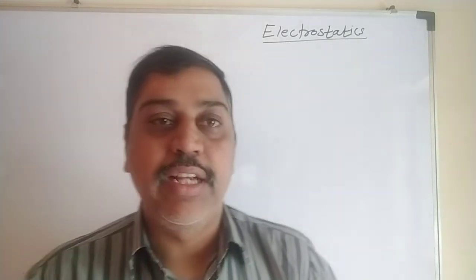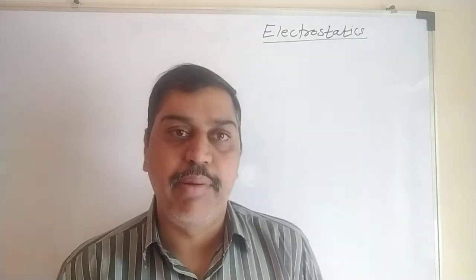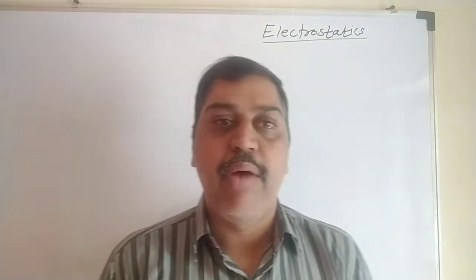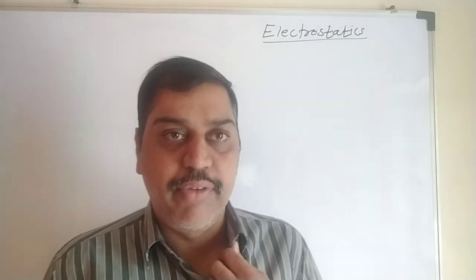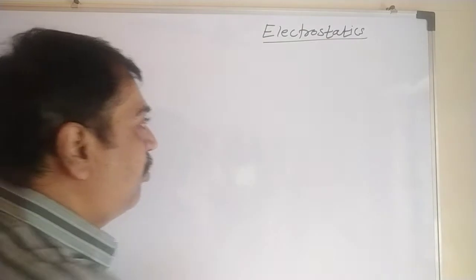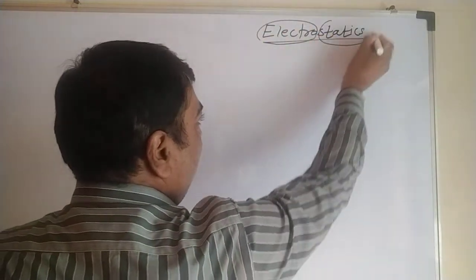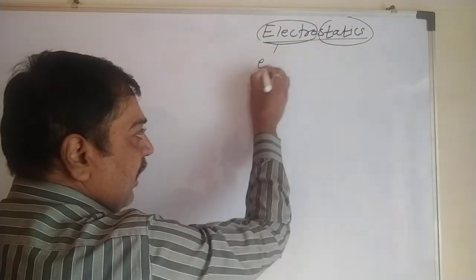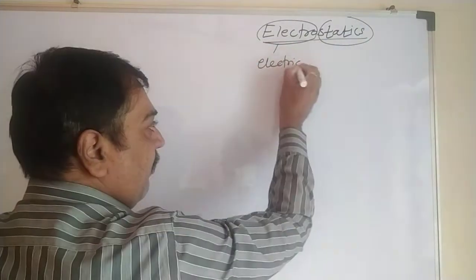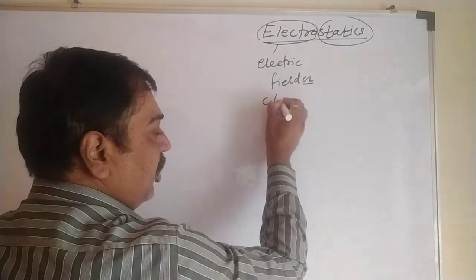Hello students, let's go to the next chapter of our syllabus, that is electrostatics. If you remember, we learned the same chapter name in 11th standard also. As I told you at that time, electrostatics is a word consisting of two words: electro and statics. Electro corresponds to electric charges or electric field.